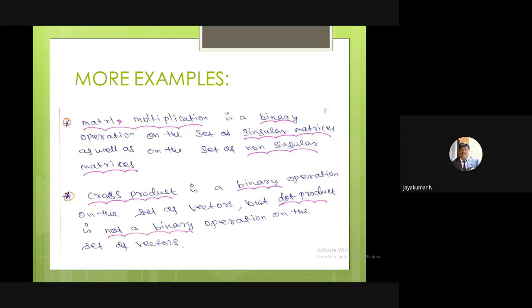Similarly, matrix multiplication is a binary operation on the set of all singular matrices as well as non-singular matrices. Similarly, cross product is a binary operation on the set of all vectors, but dot product is not a binary operation on vectors. If you take two vectors and apply the dot product, the result is a scalar, so definitely it is not binary. If you take two vectors and apply the cross product, it is again a vector. So cross product on the set of all vectors is binary, but dot product on the set of all vectors is not binary.